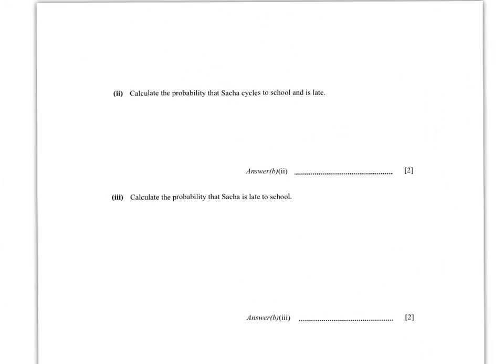Calculate the probability that Sasha cycles to school and is late. So again, you're going down to cycle, that's 2 out of 5. 2 days every 5 days. And then and is late, so that's times the late probability, which we were given. 2 out of 40, 1 out of 20, 0.05 if you wish. 0.05.